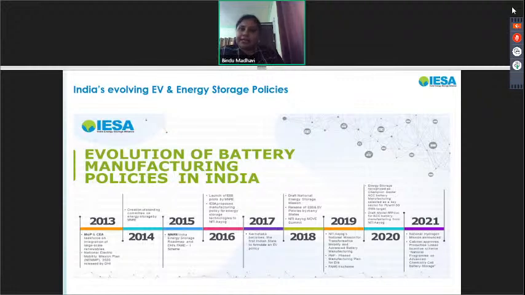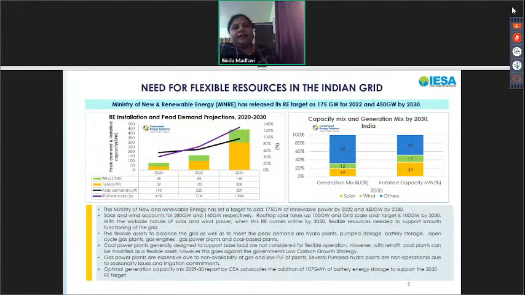It was approved for 18,100 crores. When indigenous manufacturing is coming up in India, it is equally important to get the demand from India. That demand is met by energy storage applications in the power sector, and equally in the e-mobility sector. Why is there a need for flexible resources in the Indian grid? As we know, and as Tushar Bharadwaj was defining, the Indian grid is growing. What is the next vision? 175 gigawatt by 2022 and 400 gigawatt by 2030. That is the long-term vision the ministry has come up with. When there is an increasing trend of renewables, there is a decreasing trend of conventional sources. When conventional sources decrease, we have to make sure that somewhere this power has to be firm.